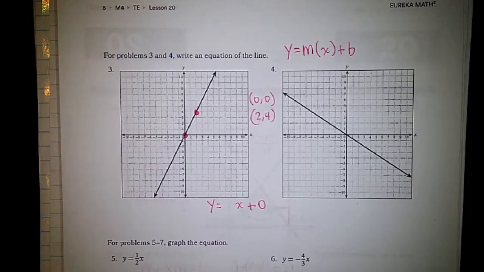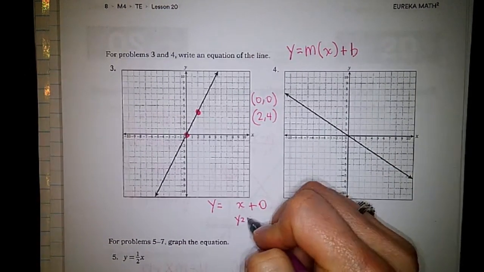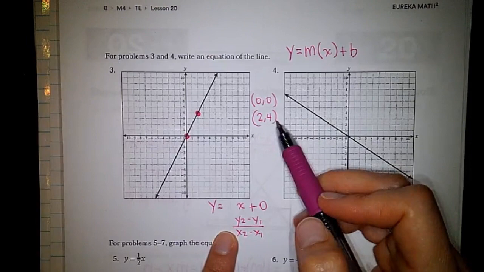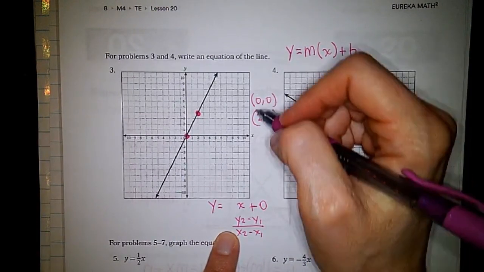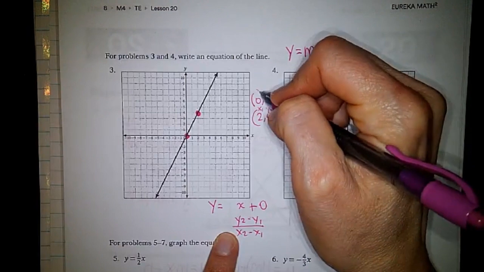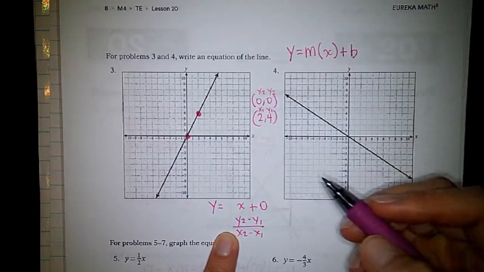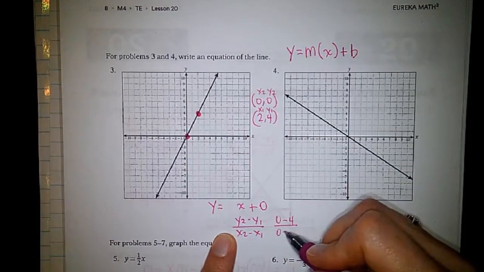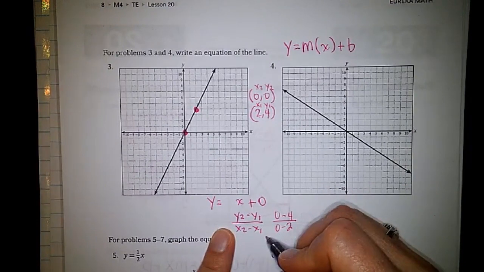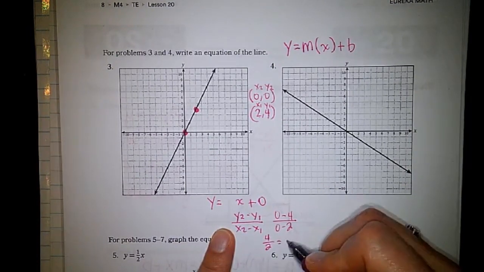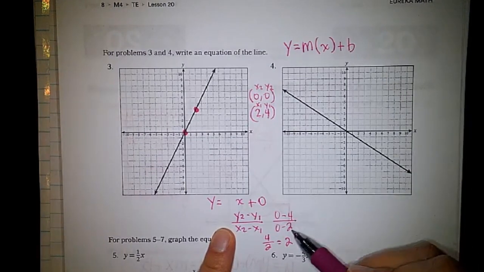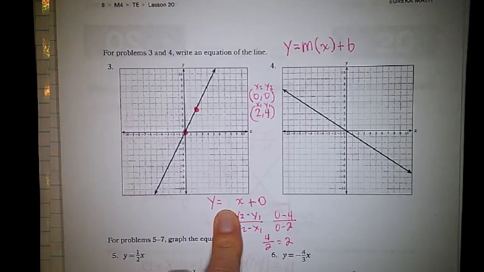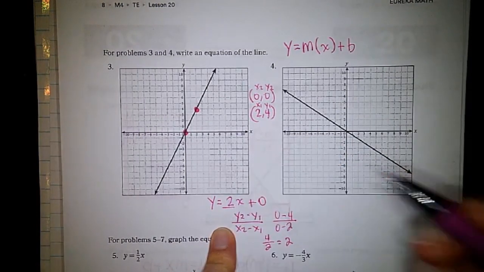How do we figure out our slope? y2 minus y1 over x2 minus x1. y2 is what? x1, y1, x2, y2. You could do 0 minus 4 over 0 minus 2, and that's going to give you 4 over 2 or 2, because a negative and a negative make a positive. So what should go right here in this blank? A 2. Let's see if that works.